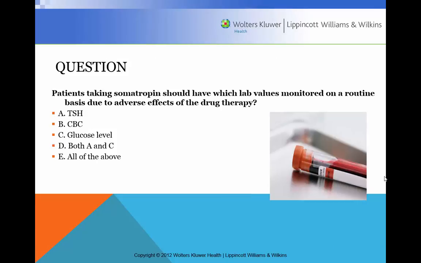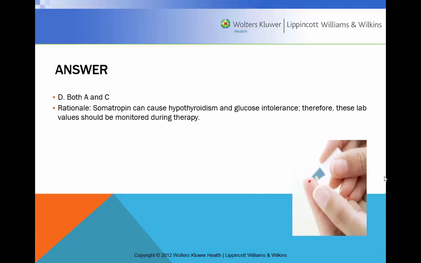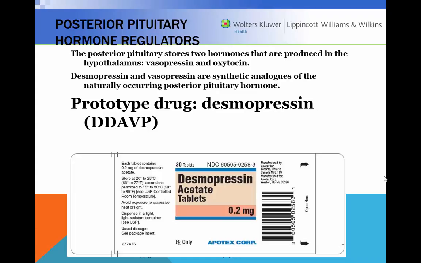So patients taking somatropin should have which lab values monitored on a routine basis due to adverse effects of the drug therapy: TSH, CBC, glucose level, both A and C, or all of the above? And that would be A and C, because it can cause hypothyroidism and glucose intolerance. Therefore, these lab values should be monitored during therapy.